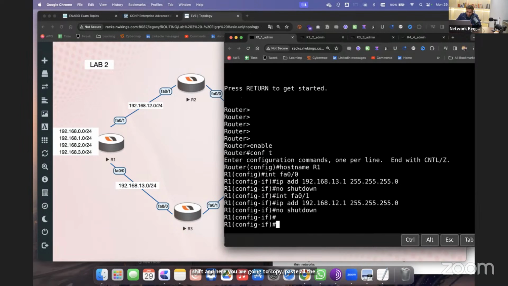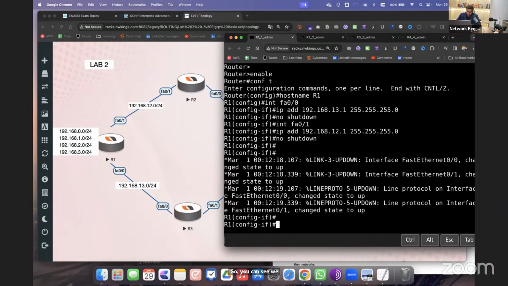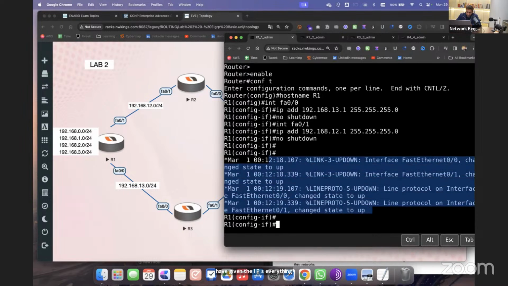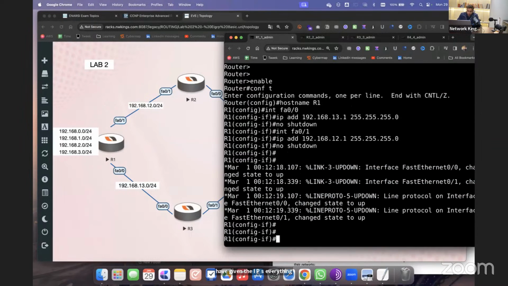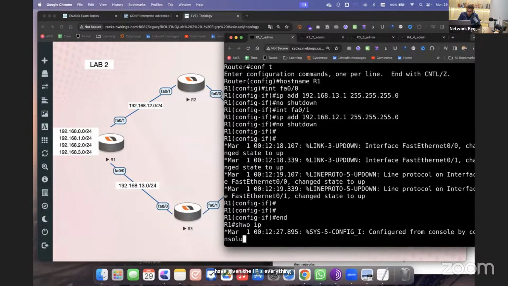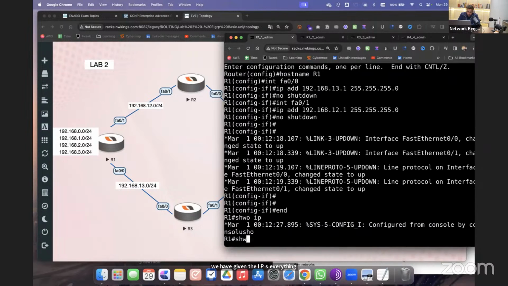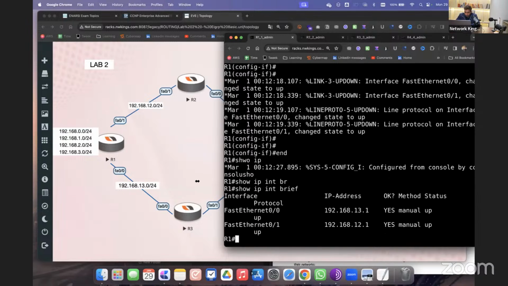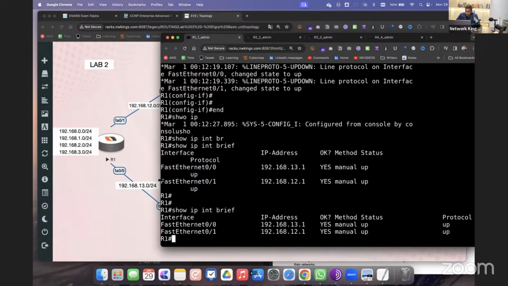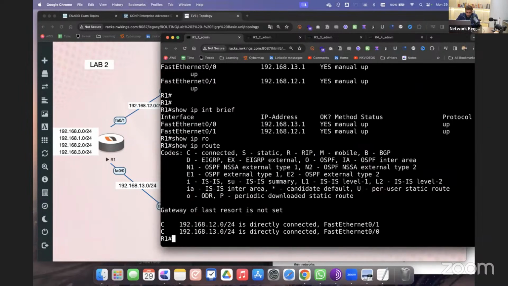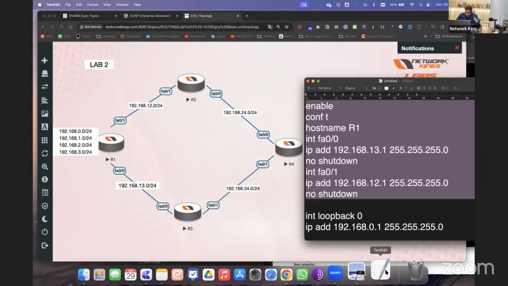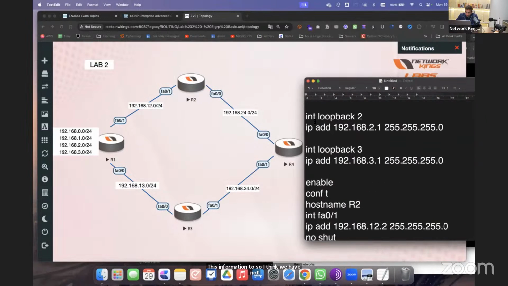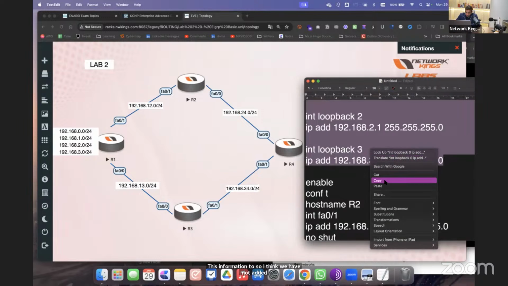So you can see we have given the IPs, everything. The router is okay, and automatically the interfaces are coming up. You can verify also by typing show IP interface brief. Here you can see both the interfaces, 13.1 and 12.1, and the router has this information, 12 and 13. So I think we have not added the loopbacks. The loopbacks are missing, so we have to copy paste the loopbacks also.